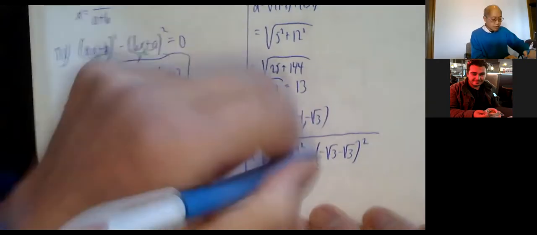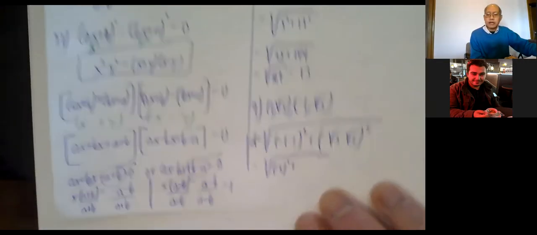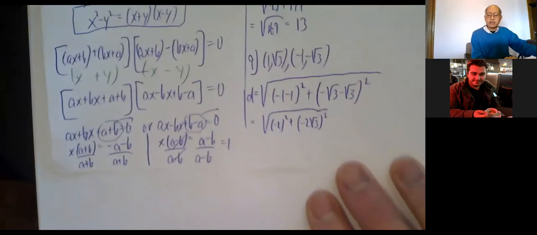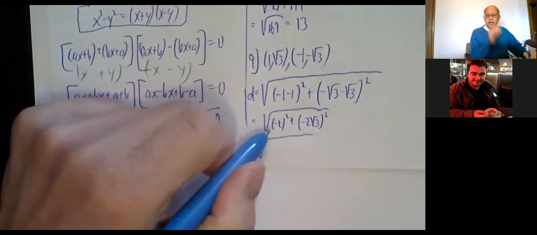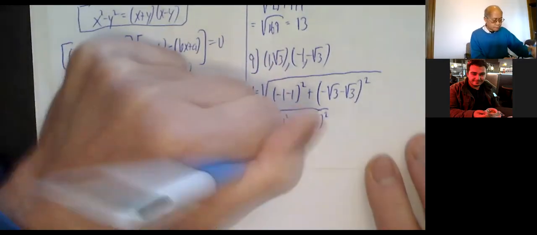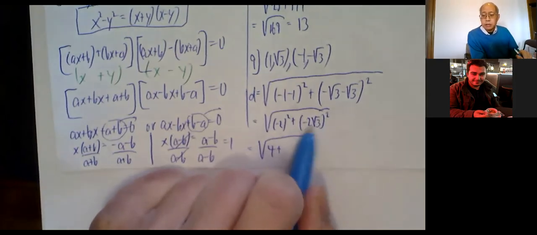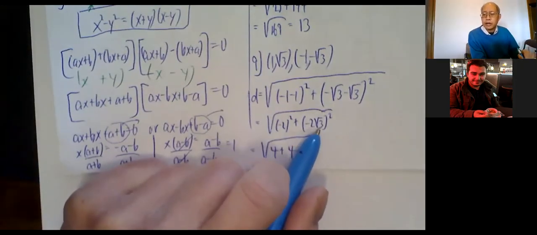Okay, negative 1 minus 1 is negative 2. Negative radical 3 minus another radical 3 is negative 2 radical 3. Now, I don't like all those negatives, but not to worry, we're going to square it anyway. Okay, so negative 2 squared is 4. Okay, negative times a negative is positive, so that's positive anyway, right? 2 squared, 4. What is square root of 3 squared? Square root of 3 squared is just 3.